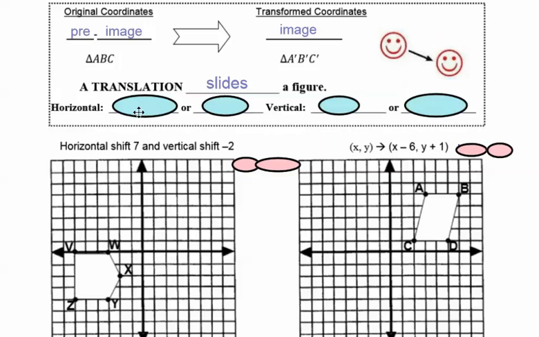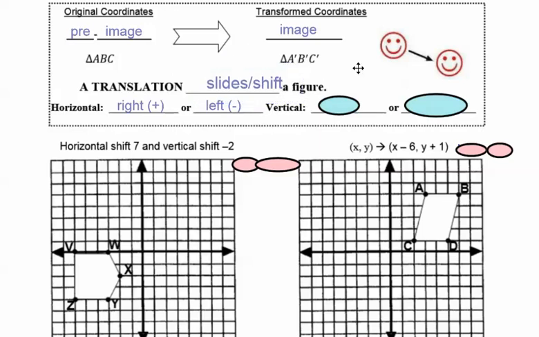With translations, we can have a horizontal slide, which means we're either moving to the right or moving to the left. If it's a positive horizontal shift, it's going to be to the right. If it's a negative number for a horizontal translation or shift, it's going to be to the left. So slide or shift, sometimes they might use the word shift.